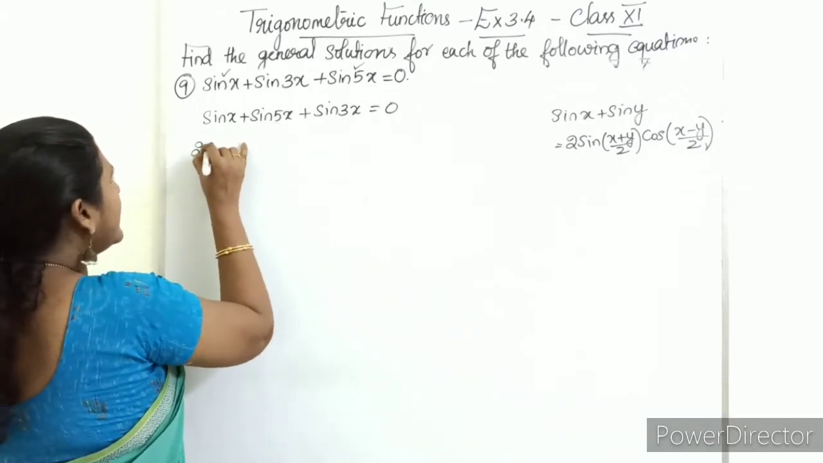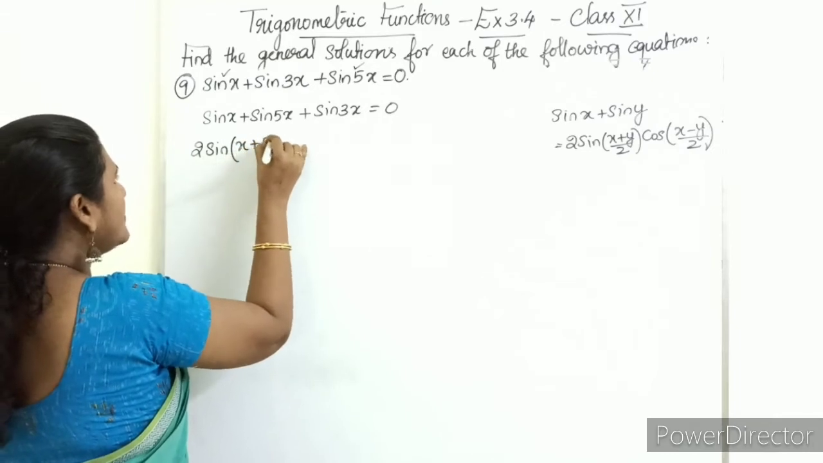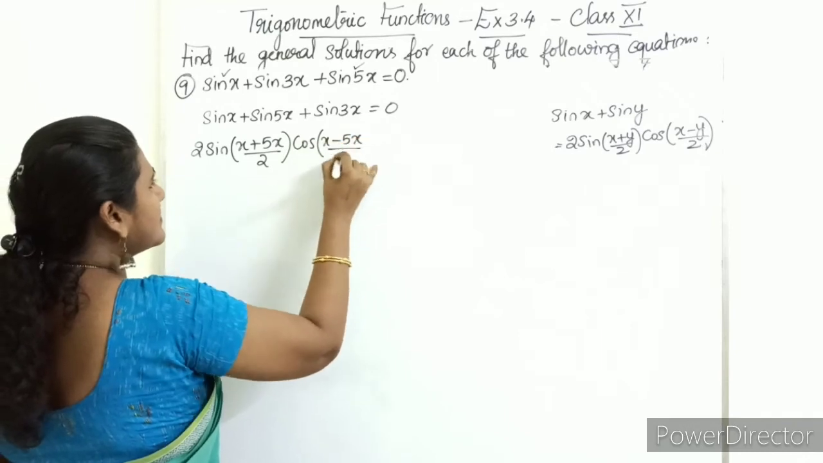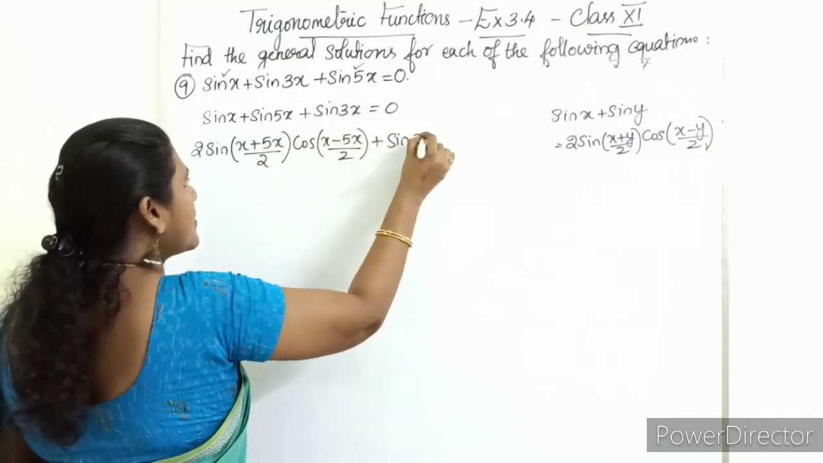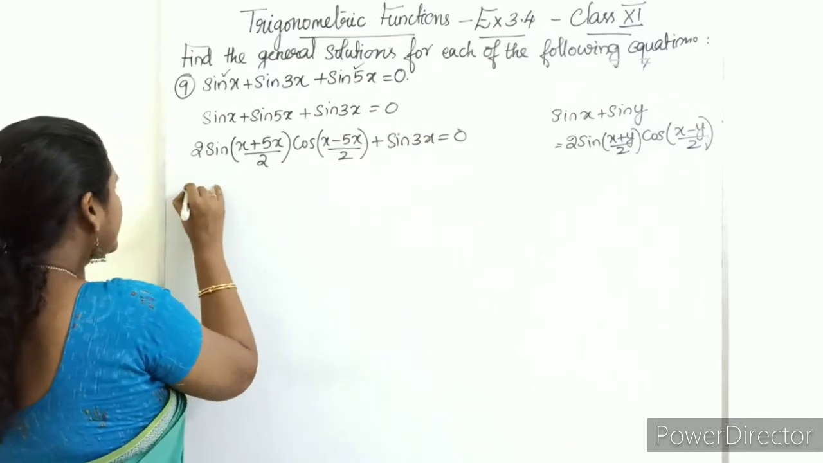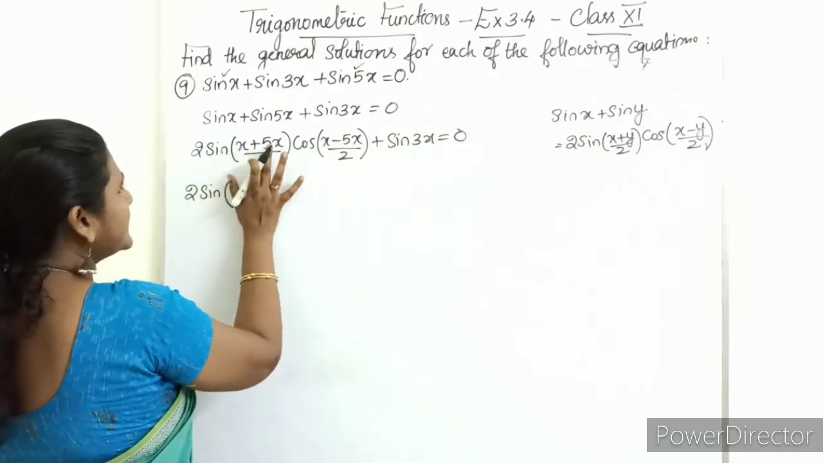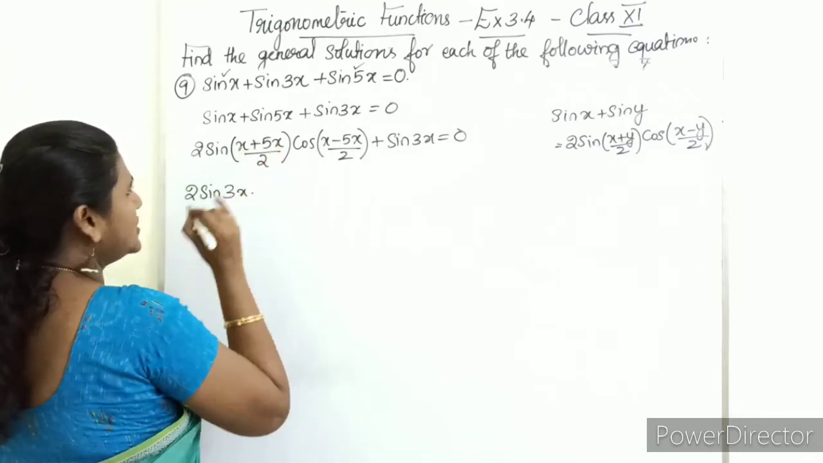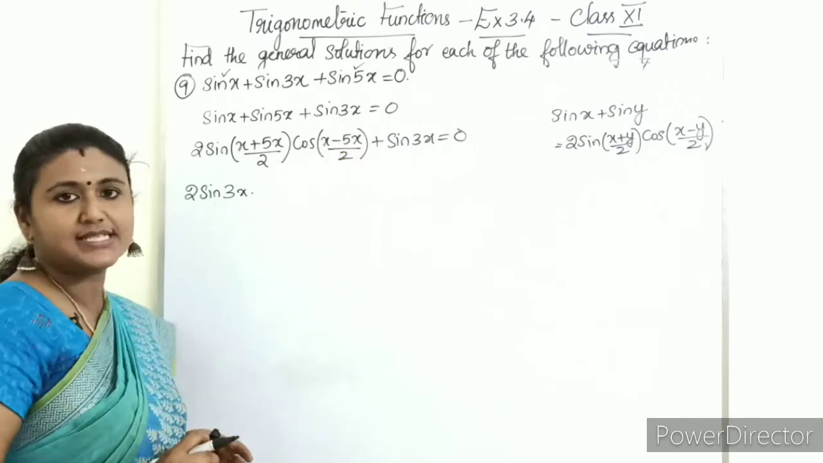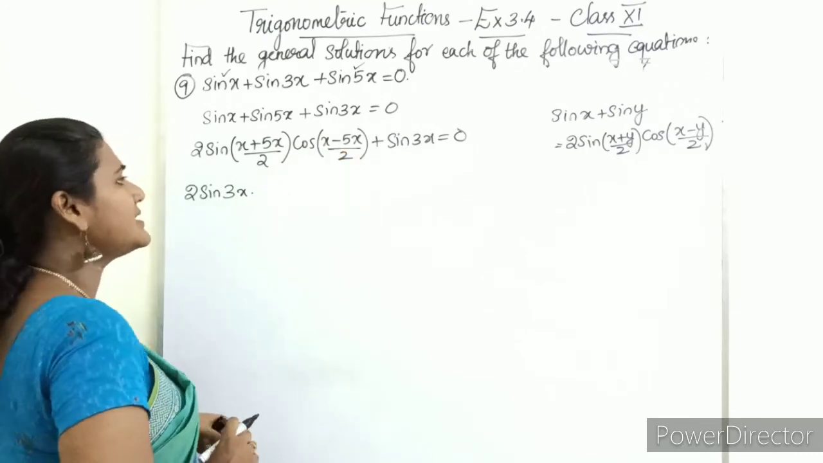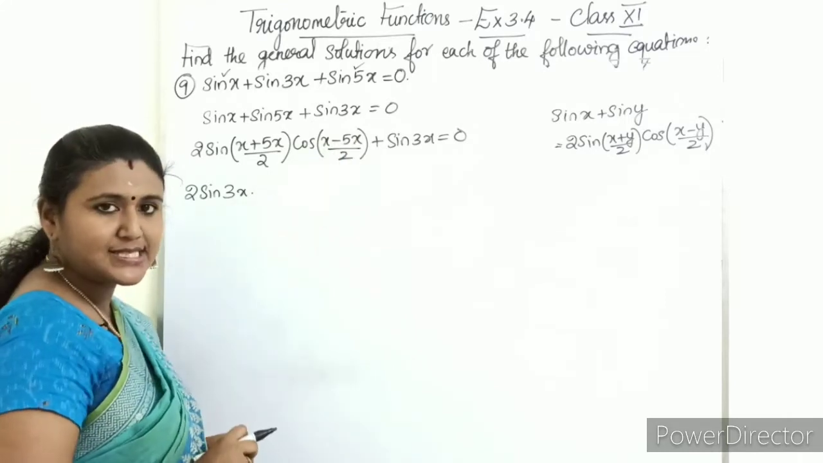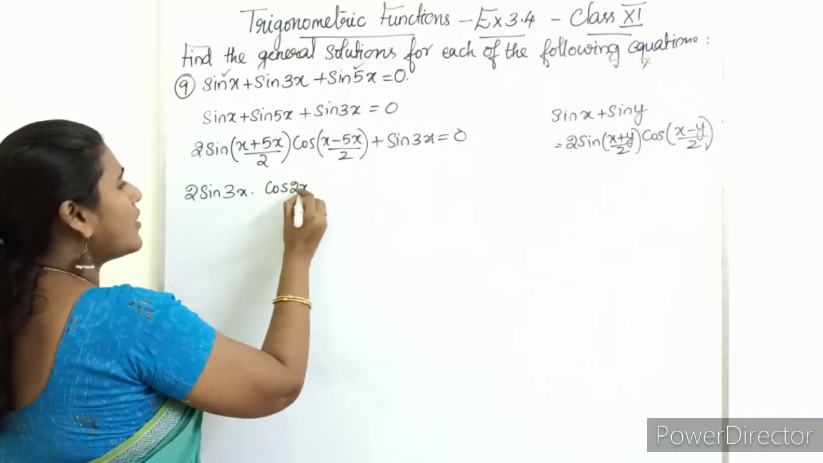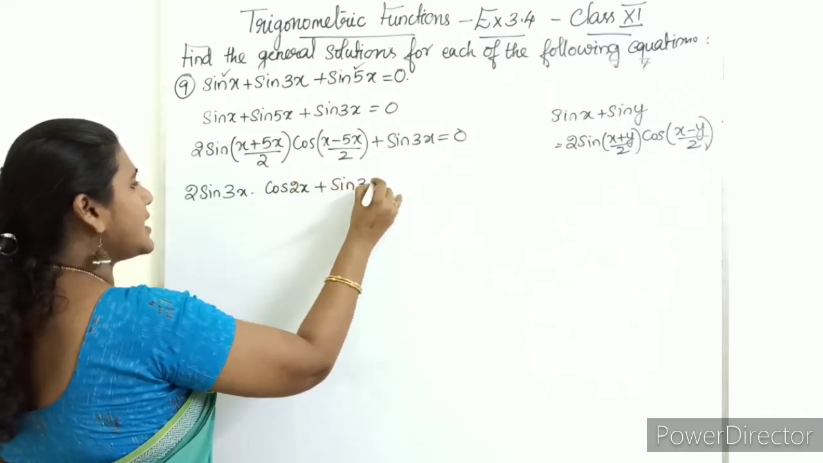So 2 sin (x plus 5x) by 2 into cos (x minus 5x) by 2 plus sin 3x is equal to 0. Now we will simplify this. That is 2 sin, here x plus 5x is 6x by 2, which is 3x. So we can write sin 3x into cos of (x minus 5x). X minus 5x is minus 4x, minus 4x by 2 is minus 2x. Cos of minus 2x is cos 2x, positive only. So cos 2x plus sin 3x is equal to 0.